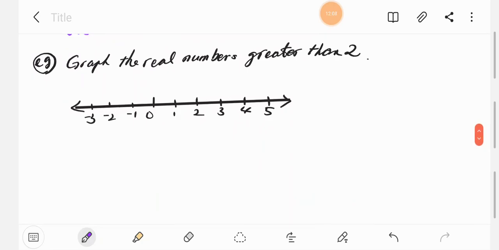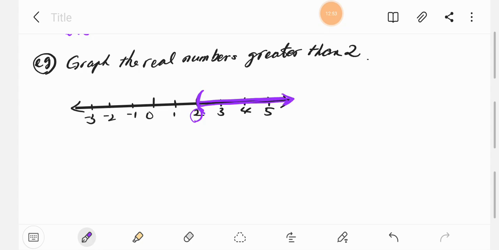Alright, then how about this one? Graph the real numbers that are greater than 2. So let's say x is a real number. Where's 2? 2 is over here, right? Numbers greater than 2 are all the numbers to the right of 2, all the numbers in this region. These numbers are greater than 2 because they are to the right of it. And 2 is not included, because greater than means 2 is not included. So if it's not included, you put a parenthesis.